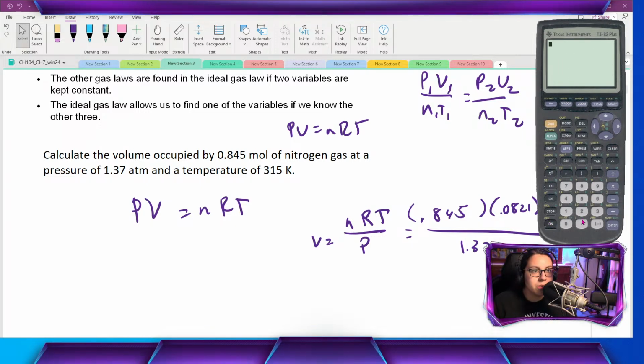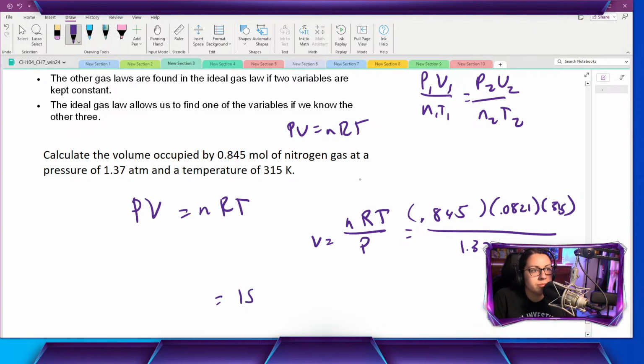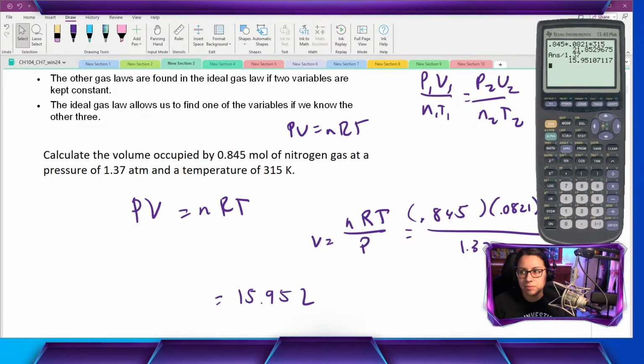So now I'm just going to punch this in. Just double check me, please. Divided by our pressure, and then our volume should be in liters. So 15.95 liters. Any questions about that?